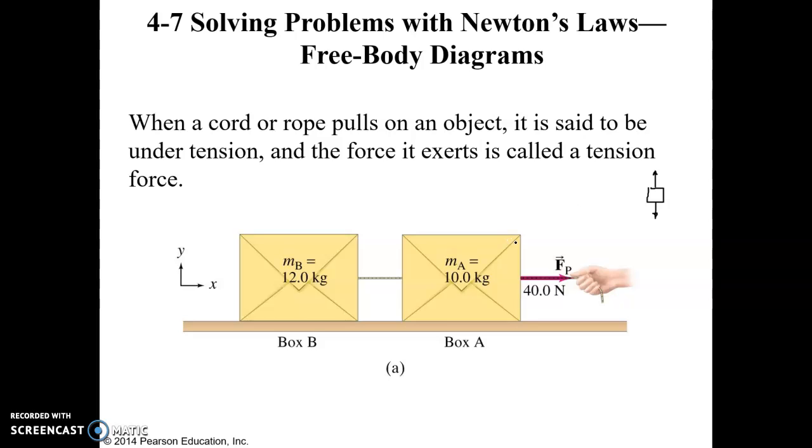So this is a similar problem, but it's made a bit more complicated by the fact that we have two boxes connected with a rope, and a second rope is attached to one of those boxes, and we're going to apply a force. And we're going to see what happens to each of these two boxes as we apply our force on it.